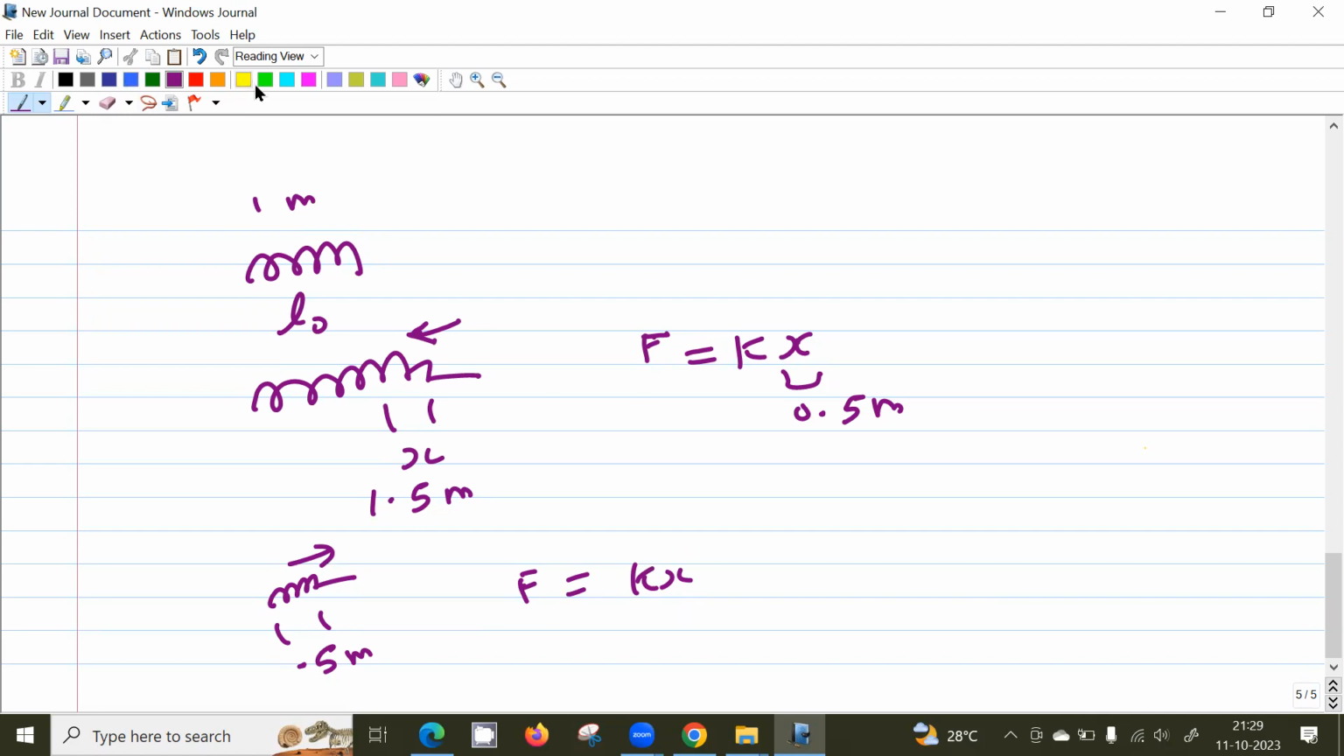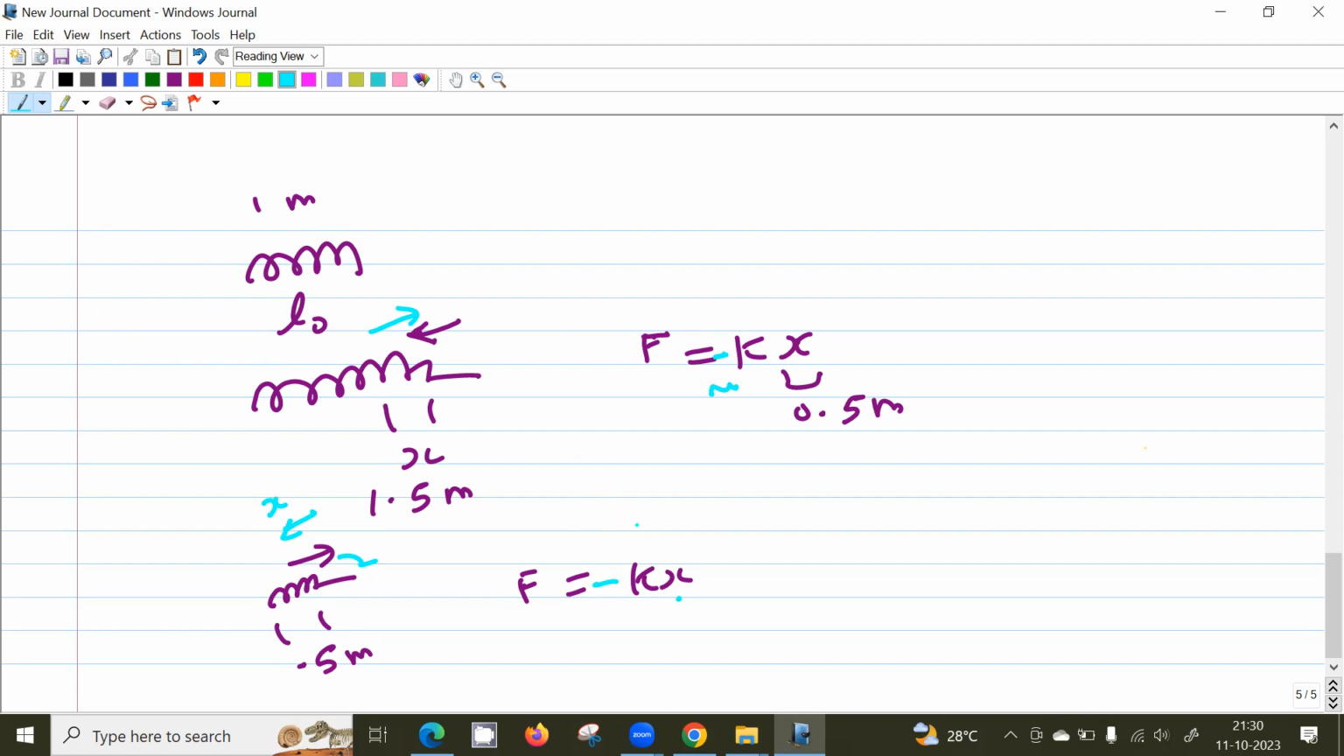In the formula in the book, they would have put a minus sign here, just to convey the fact that when you stretch it, x is positive, but the force is in the opposite direction. That is conveyed with the negative sign. Similarly, when I have compressed it, x is negative and the force is towards the right. Just to convey that fact, they have put a minus sign here.